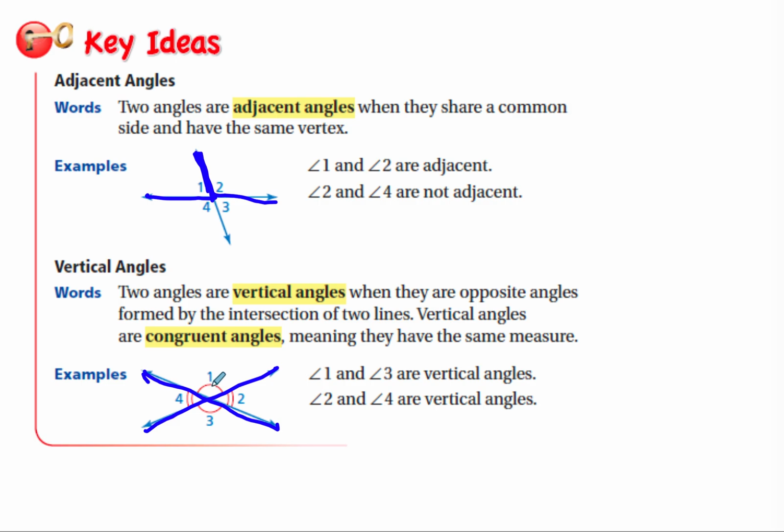And then 1 and 3 are diagonal from each other. They do not share a common side. They only share this middle point, but they're made with the same two lines. So 1 and 3 are vertical angles, and that means that they have the same amount of degrees. If this is 100 degrees, this is 100 degrees. 4 and 2 are also vertical angles. They are made with the same two lines, but they're not touching. They're across from each other.